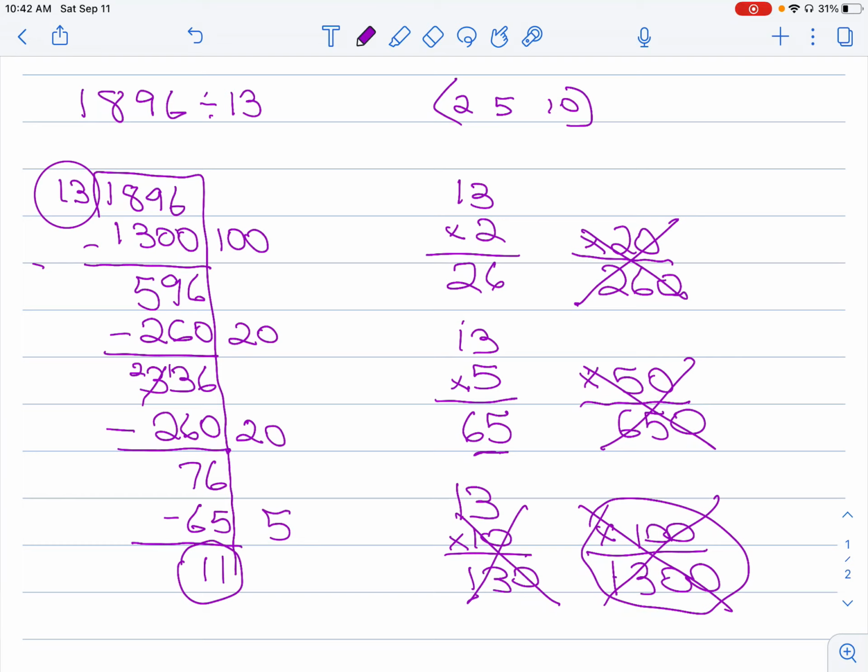100 plus 20 is 120. Another 20 would make it 140 and 5. So the total, now you could also add it all up. I'm doing this in my head, but 0 plus 0 plus 0 plus 5 is 5. 0 plus 2 plus 2 is 4. And 1 plus nothing is 1. 145 with a remainder of 11. And that is your answer.